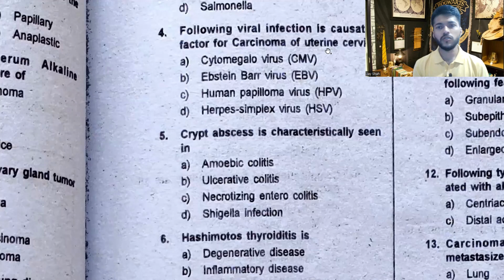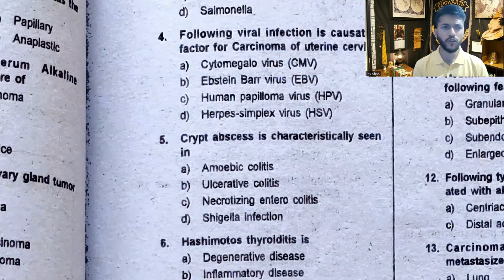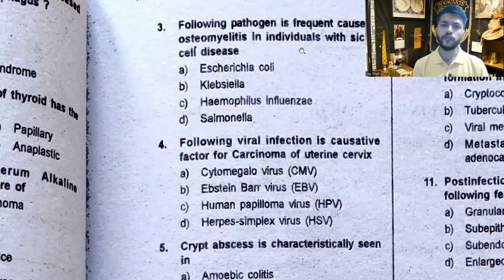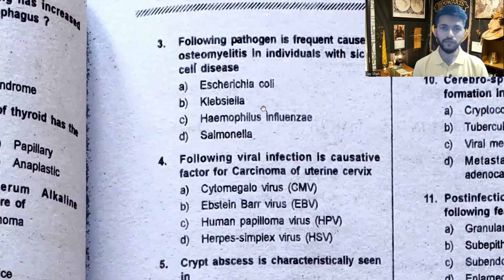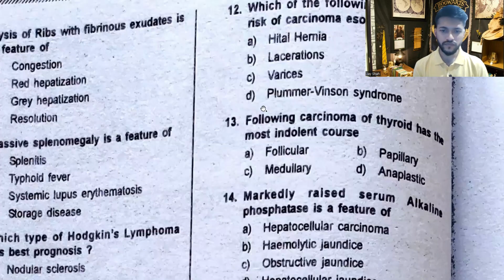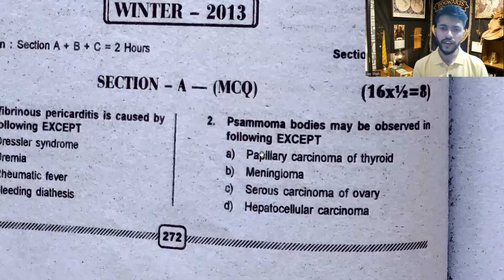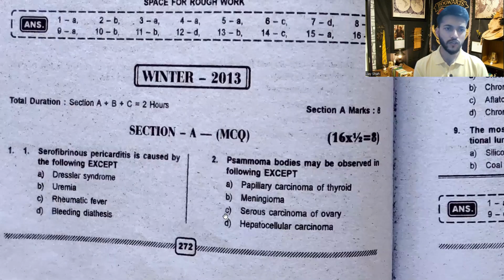Causative for uterine cervical cancer, HPV. Epstein-Barr causes nasopharyngeal carcinoma. Cytomegalovirus in immunocompromised people. HSV also causes cancer. Yes, skin cancer. Following pathogen, frequent cause of osteomyelitis with sickle cell, again repeated for the nth number of times, it is Salmonella. And Psammoma bodies may be observed in all, yes, A, B, C, except D, true.